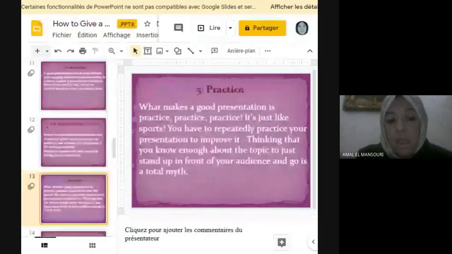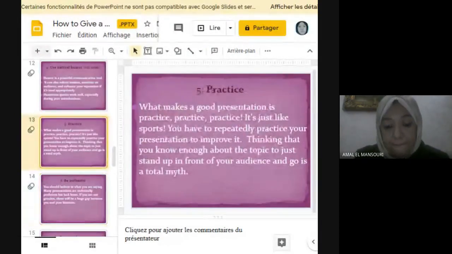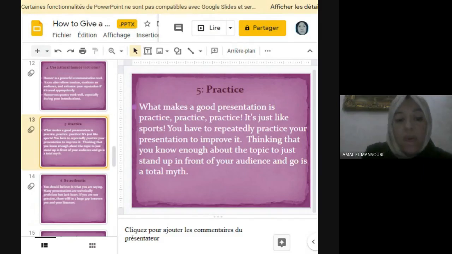Now let's move to number 5, which is practice. What makes a good presentation is practice. It's just like sports. You have to repeatedly practice your presentation to improve it. Thinking that you know enough about the topic to just stand up in front of your audience and go is a total myth.